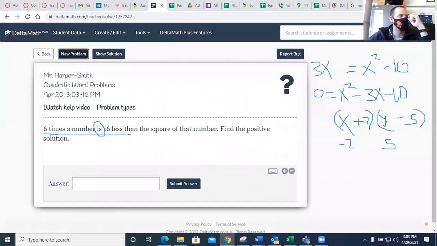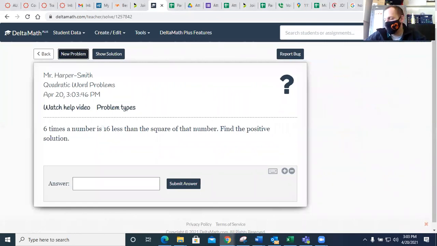Okay, this is the last one. I'm going to pause it and try this one on your own real quick. Okay, you should have your answer. Let's give it a try. So 6 times the number. Remember, "is" is very important. It means equals. So 6 times the number, 6x, is 16 less than, so we're going to take 16 away from something. What are we taking it away from? The square of the number.